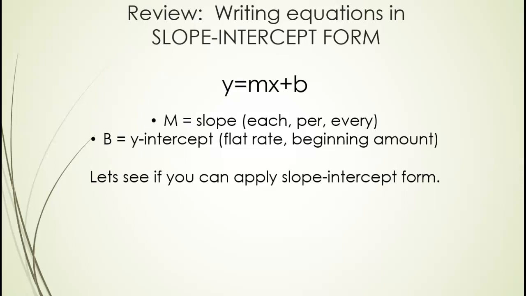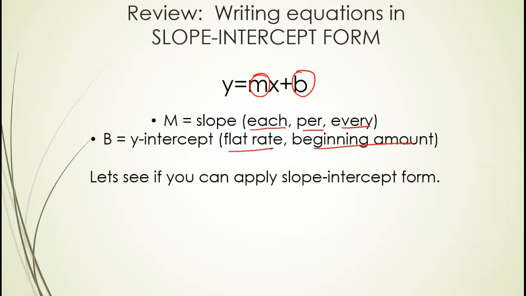Start with some review. We want to be able to understand how to write equations in slope-intercept form. Remember that m stands for your slope and b stands for your y-intercept. You can find your slope by looking for keywords like each, per, and every. Your y-intercept is a flat rate or a beginning amount. Sometimes it's a starting fee.